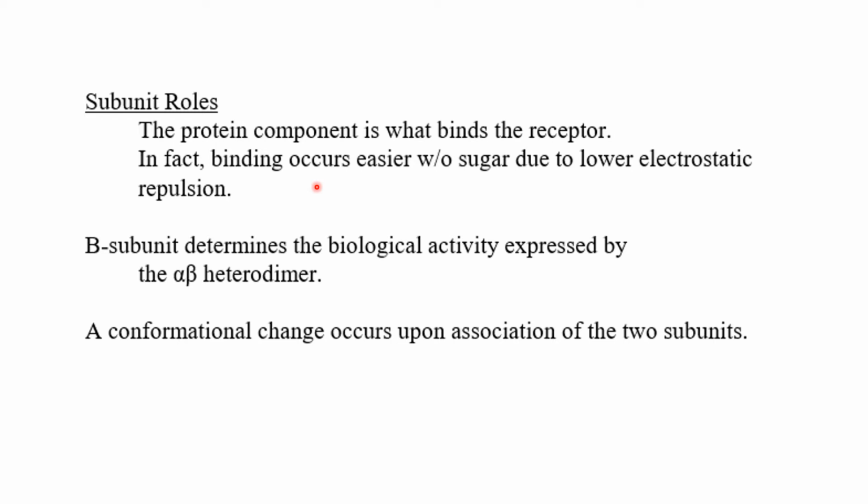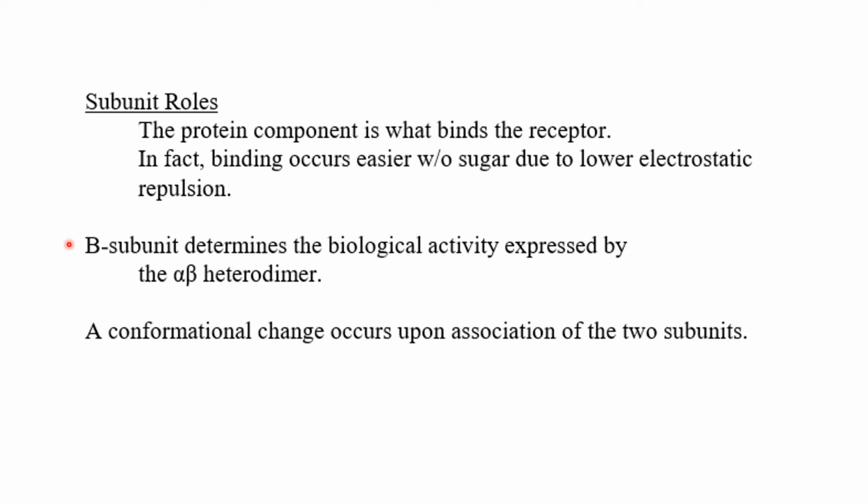The beta subunit determines the biological specificity and activity of the hormone. So remember, the beta subunits are the ones that are unique in these hormones. Alpha subunits are kind of generic, beta subunits are unique. And so the beta subunit determines the biological activity of the hormone. So whatever the beta is, that's the hormone. So if we got an alpha and a beta LH, it's LH. If we got an alpha subunit and a beta FSH, it's going to be FSH.